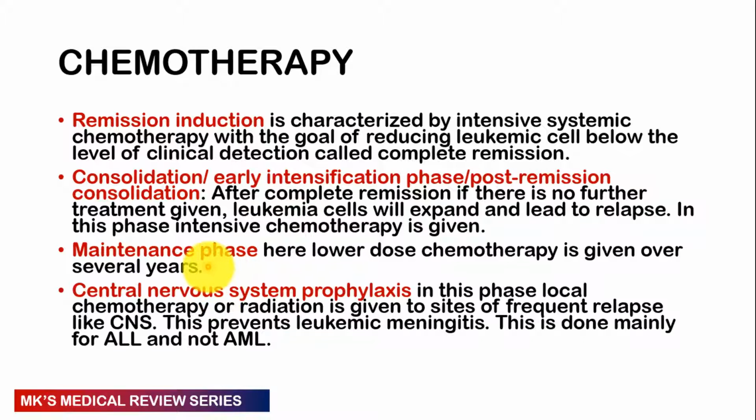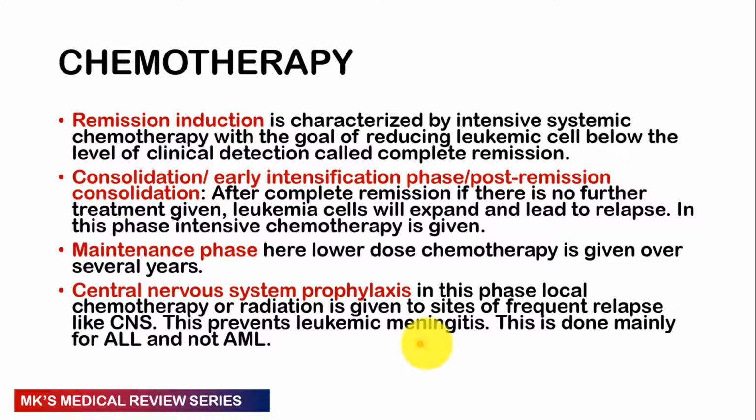Then of course the next phase is the maintenance phase, where you get lower dose chemotherapy given over several years. Then of course we say that the hallmark difference between the management of acute lymphoblastic leukemias and acute myeloid leukemias is the presence of CNS treatment. So here we give CNS prophylaxis in the form of local chemotherapy and radiotherapy, which is given to the sites of frequent relapse, like the CNS and even the testes.